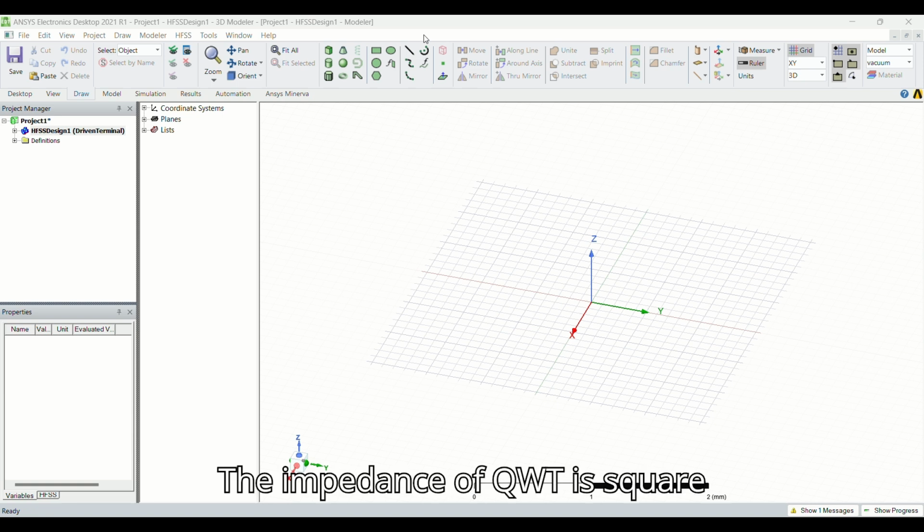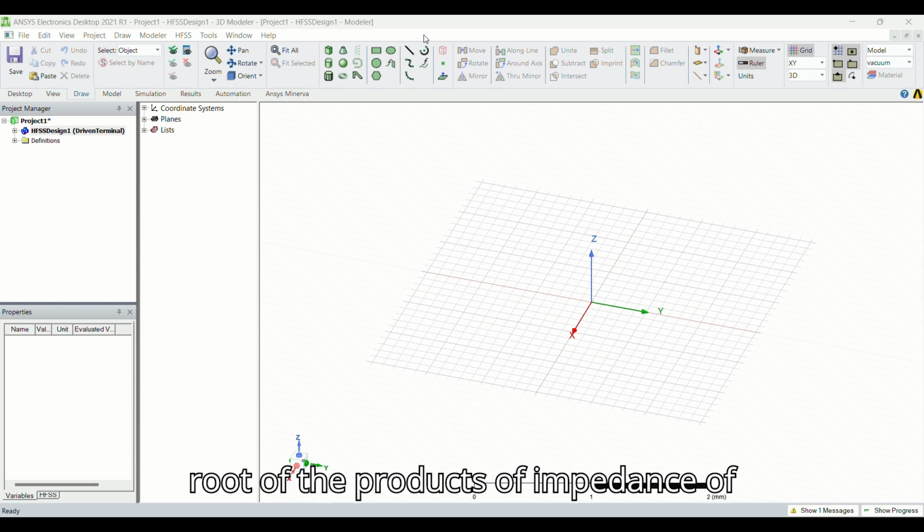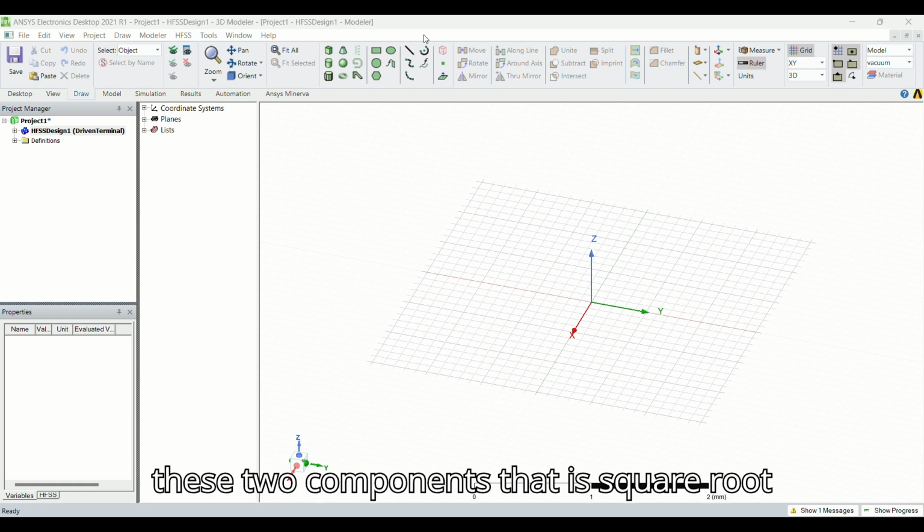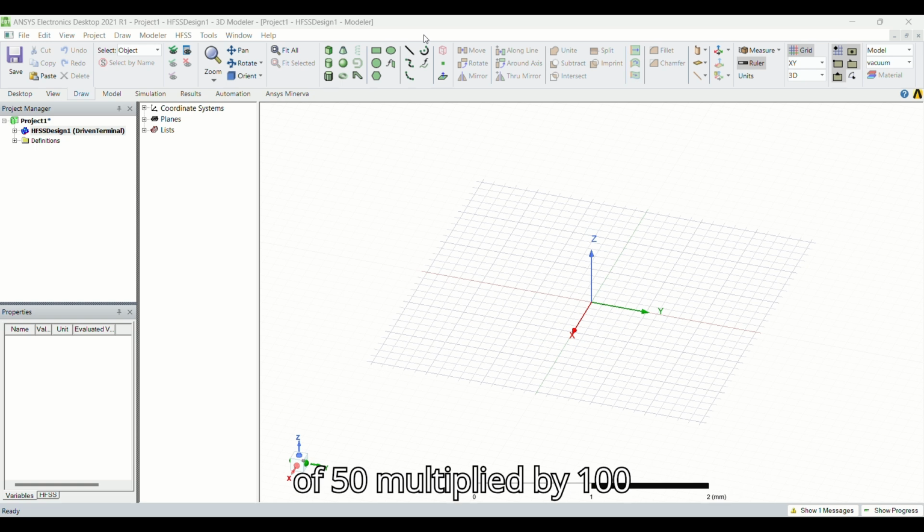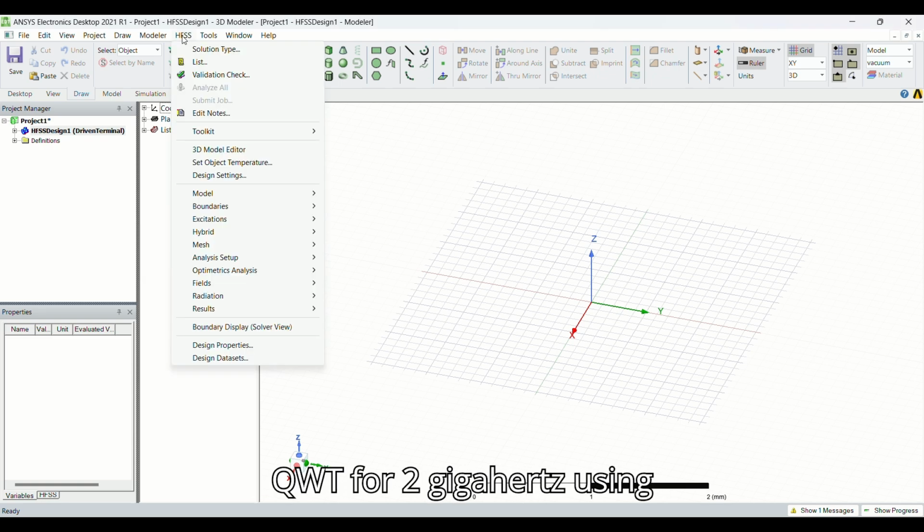The impedance of the QWT is the square root of the product of the impedances of these two components, that is, square root of 50 multiplied by 100, which implies 70.71 ohms. We are going to design the QWT for 2 GHz.